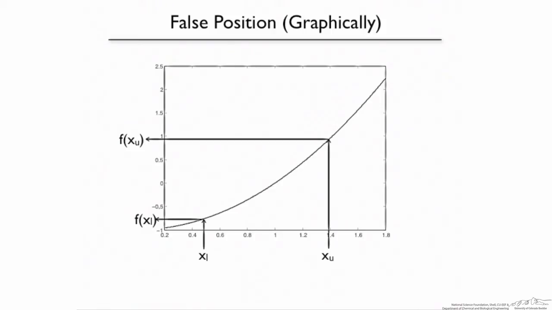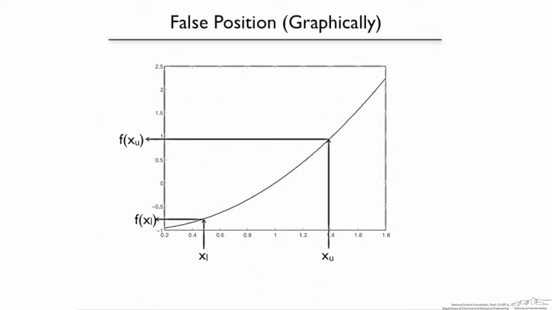Now, if we're doing bisection, then all we need to know is whether f of x upper and f of x lower are positive or negative. From that, we can determine the brackets, and then we could go on, take the midpoint as our new guess, and determine what the new brackets are from just whether f of x upper and f of x lower are positive or negative. But for false position, we can do a little better, and we actually need those values.